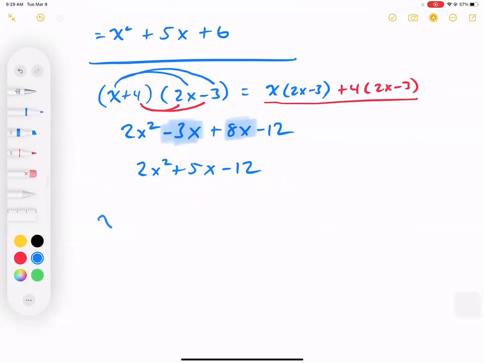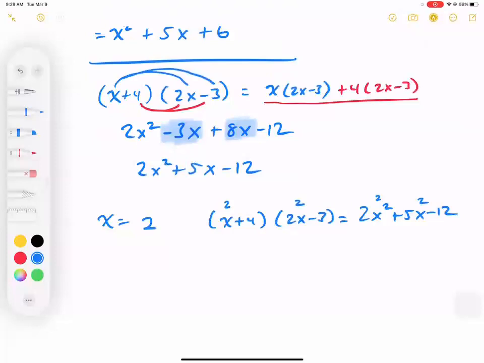What if I told you x equals 2? If x equals 2, for x plus 4 times 2x minus 3, is that really the same as 2x squared plus 5x minus 12? I want to test this with a real number. If x was 2, let's plug it in and see if they give us the same answer. Would our original two factors being multiplied together be the same as this huge polynomial of 2x squared plus 5x minus 12?